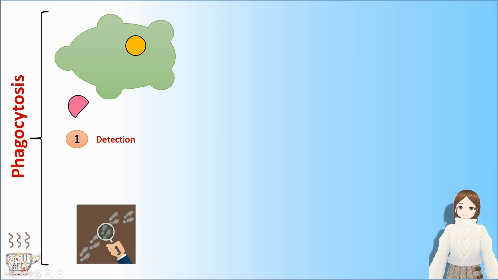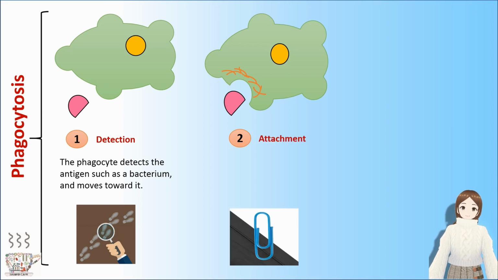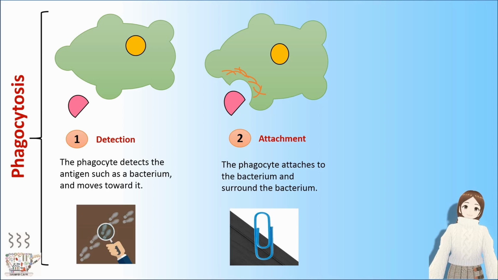One. Detection. The phagocyte detects the antigen such as a bacterium and moves toward it. 2. Attachment. The phagocyte attaches to the bacterium and surrounds the bacterium.